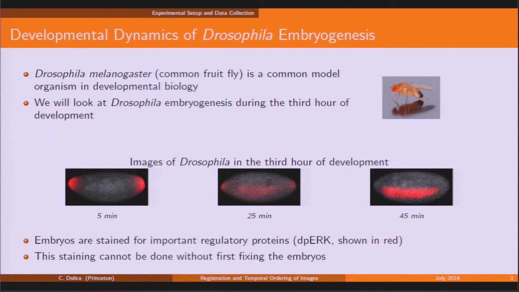They've been stained for a specific regulatory protein. And you can see that the concentration profile of this protein changes dramatically over time. The important thing is that we cannot look at this protein without first killing the embryos. So you cannot look at this in a longitudinal setting. You have to look at the data from snapshots.